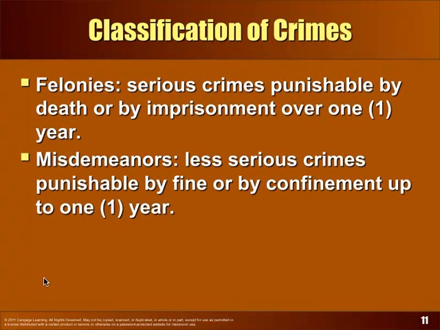Another way of looking at crimes is to classify them by more severe, less severe, felonies versus misdemeanors. I've never met misdemeanor. I'm trying. It's a slow day.